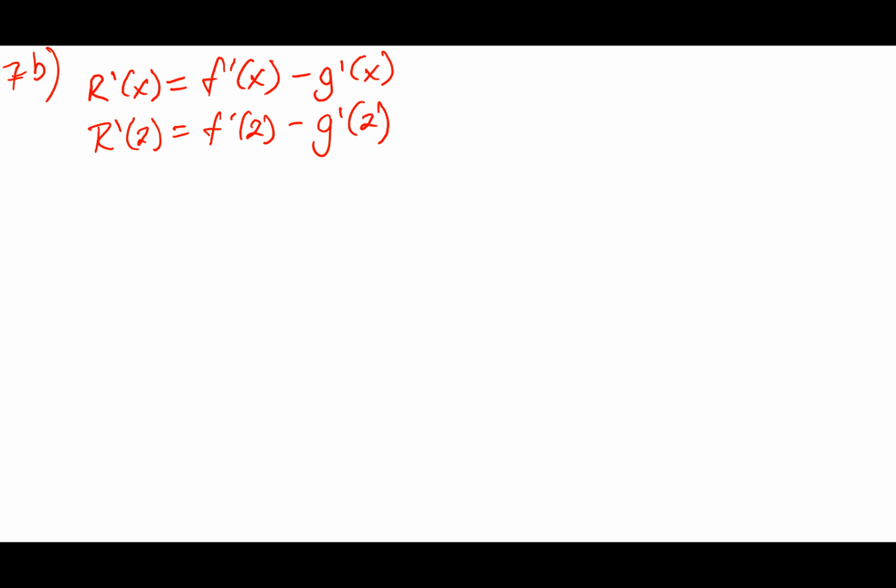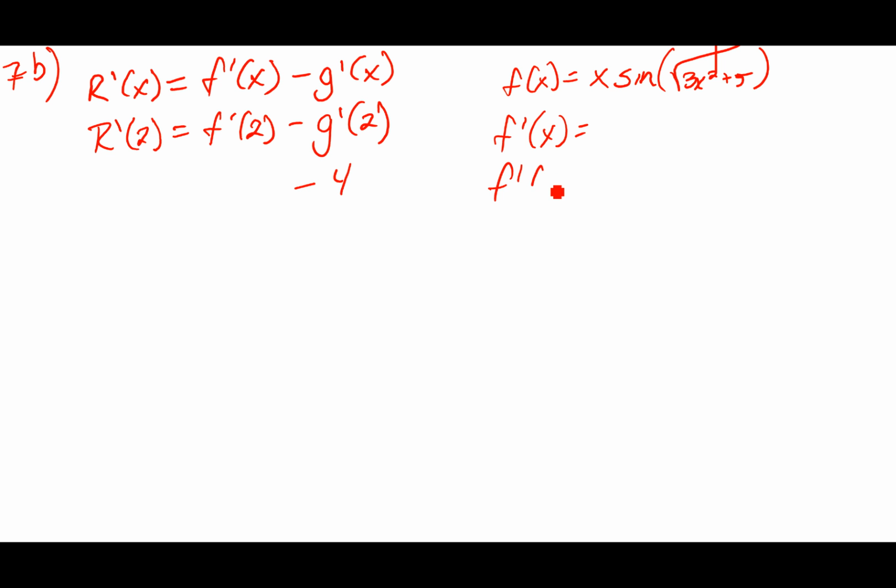G prime of 2, I can look right at the table. G prime at 2 is 4. Now f prime of 2, well, they told me my function f of x was x sine of the square root of 3x squared plus 5. Now that we know chain rule, we could come up with a derivative function, but we're trying to figure it out right here at 2. We can just put that in the calculator.